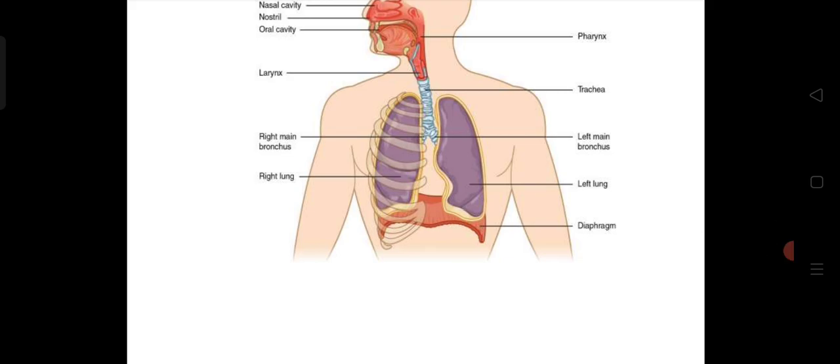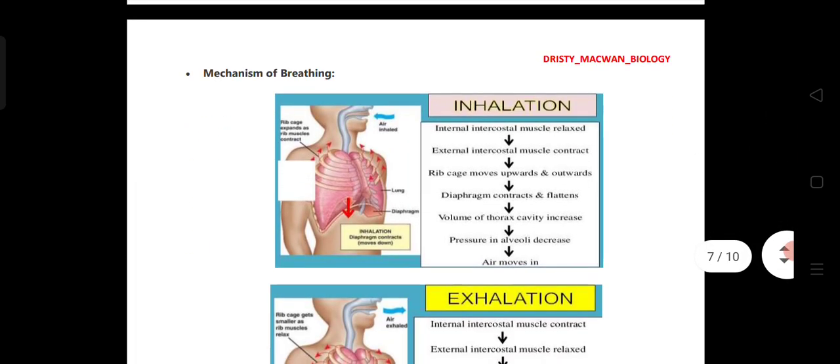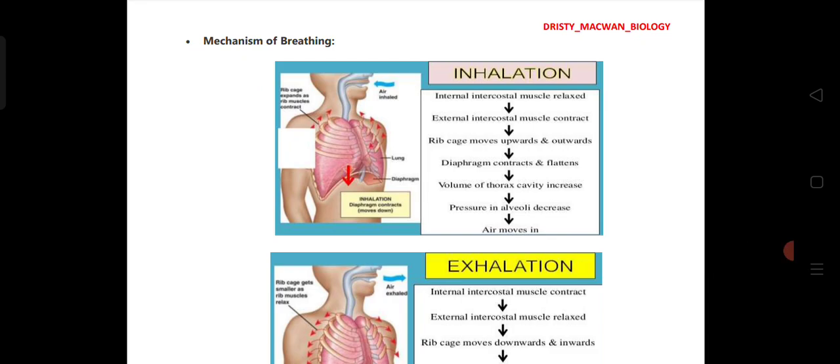You can see at the bottom of the lungs, there is a diaphragm which is red in color, right, and this diaphragm changes its position when inspiration or inhalation and exhalation take place, right. Now we are going to see the mechanism of breathing. So first we will see inhalation.